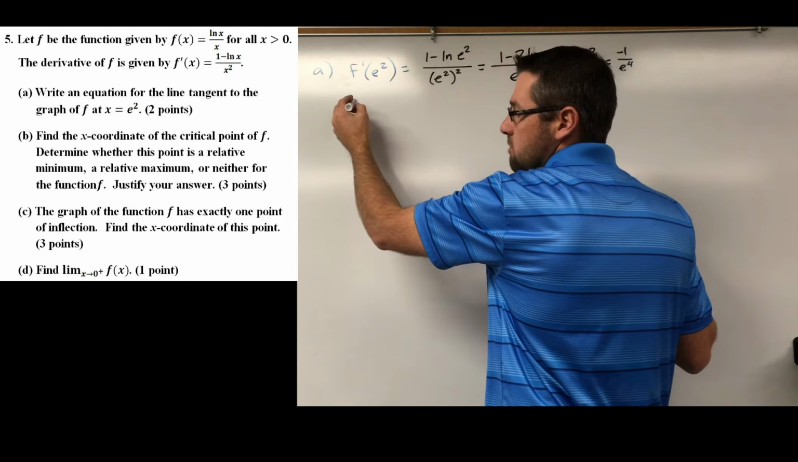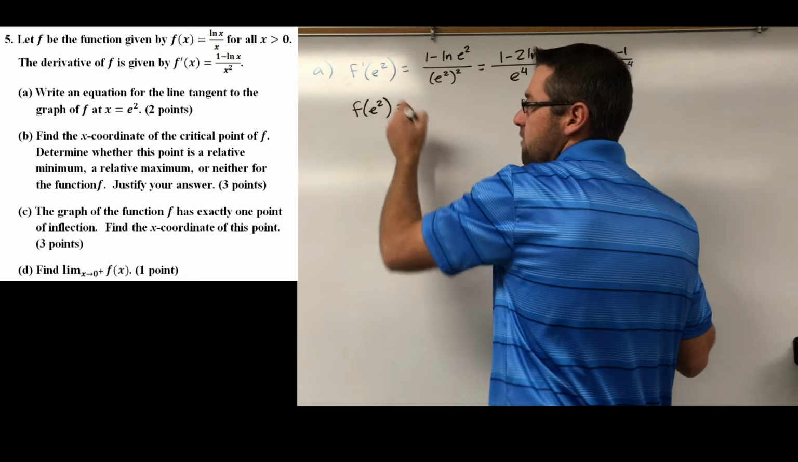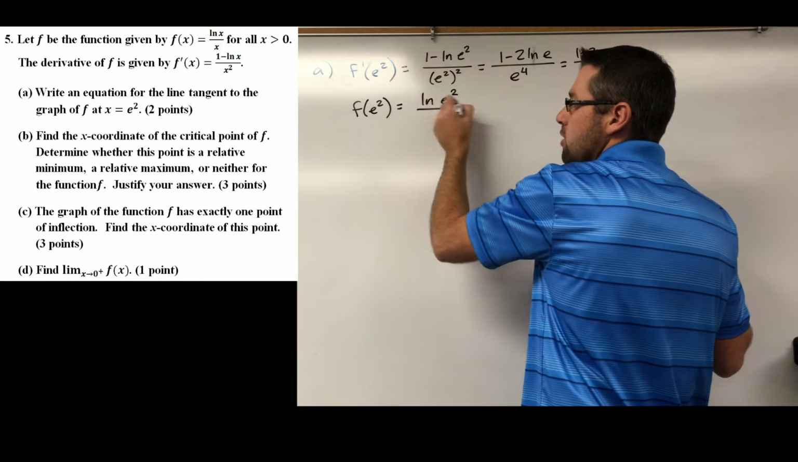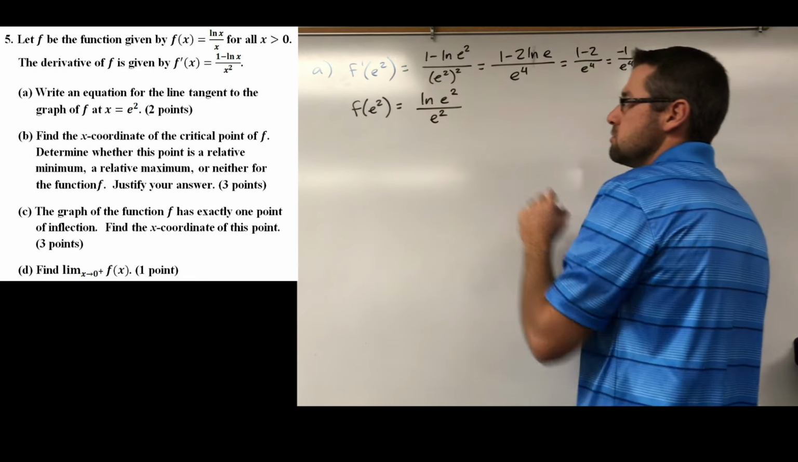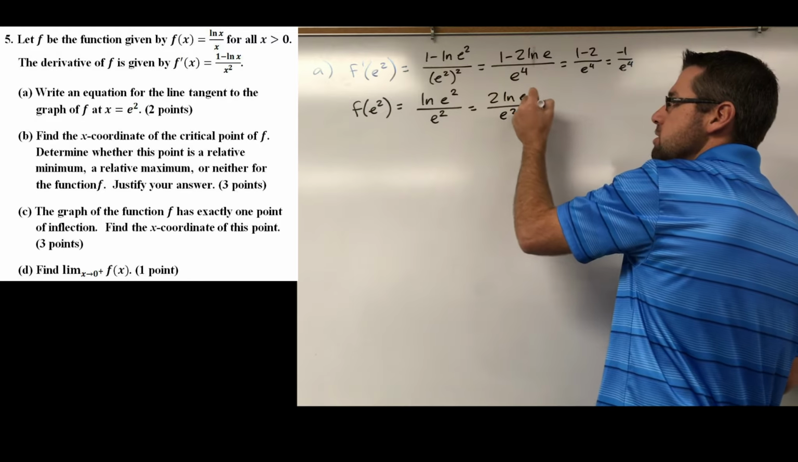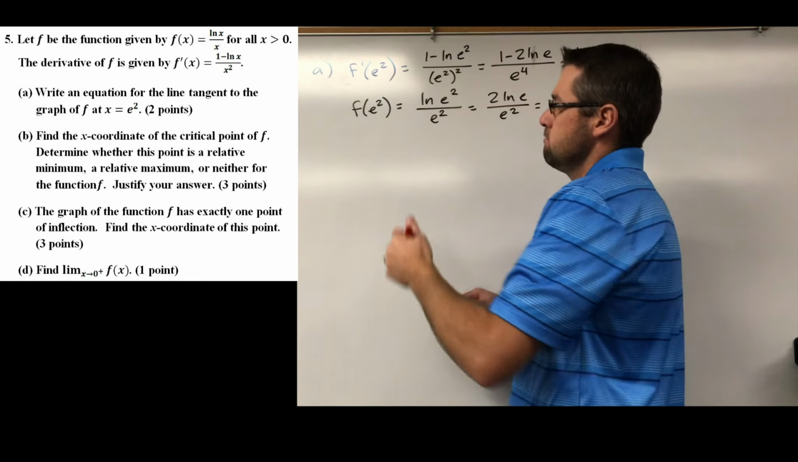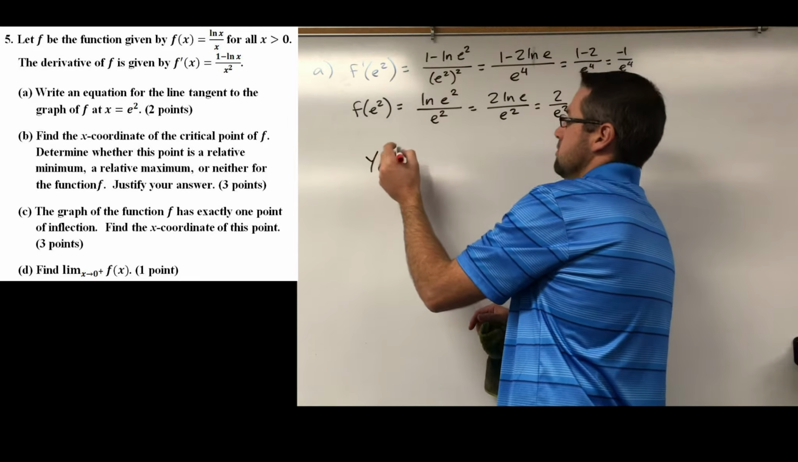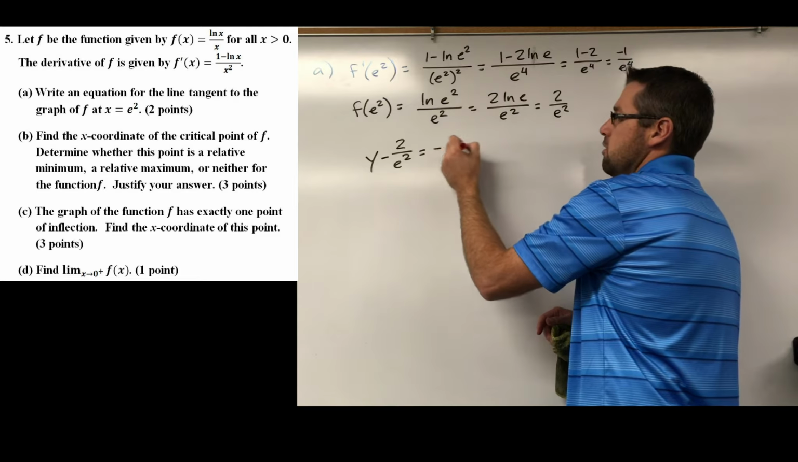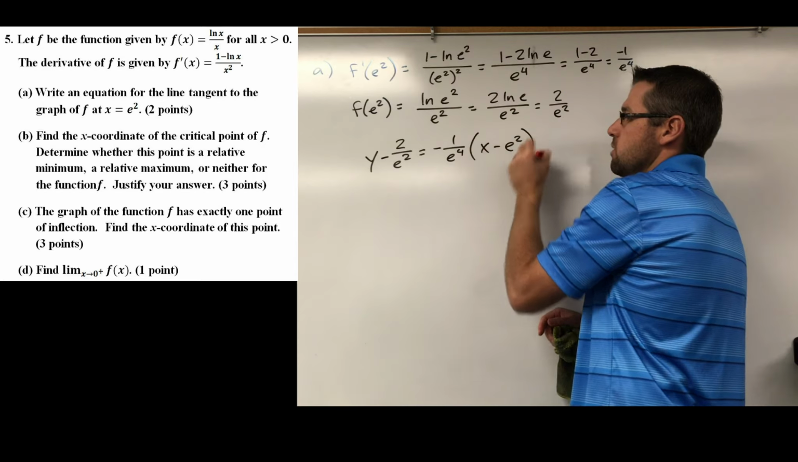What's the other thing I need for a tangent line? So I've got to plug in e squared to f. So that's going to say the natural log of e squared over e squared, which is 2 natural log of e over e squared, which is 2 over e squared. So what's my tangent line? y minus 2 over e squared equals negative 1 over e to the 4th times x minus e squared.